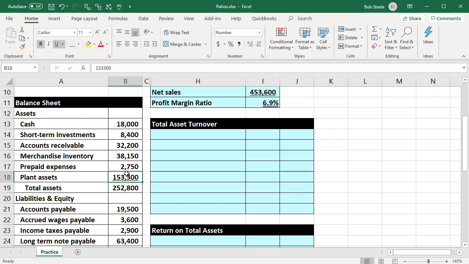Why would I do that? Because we're trying to figure out what the average balance would be at any point in time throughout that time period, even though the balance sheet accounts are, of course, as of a point in time, not a time period or time frame.